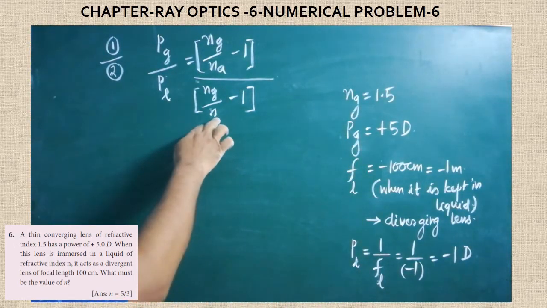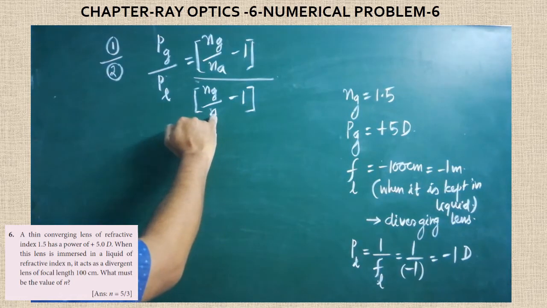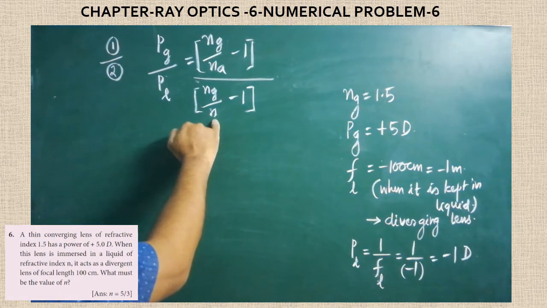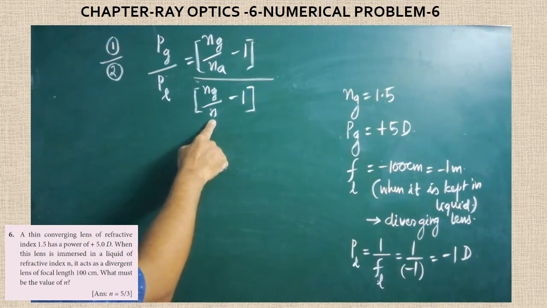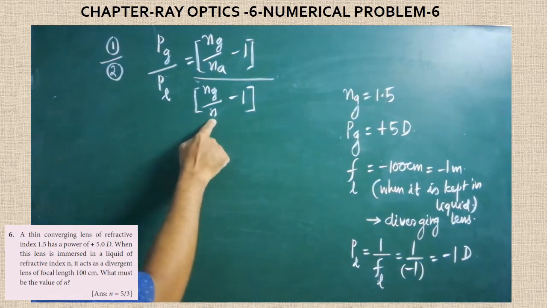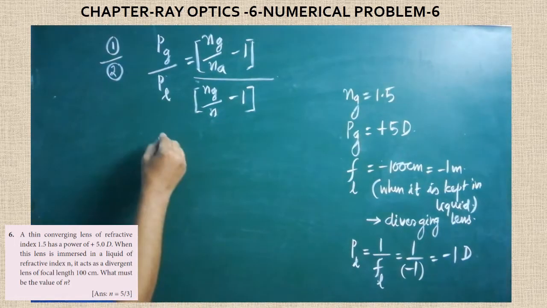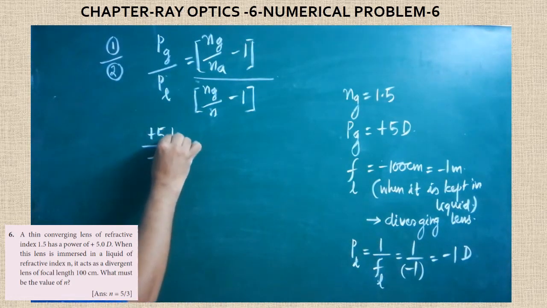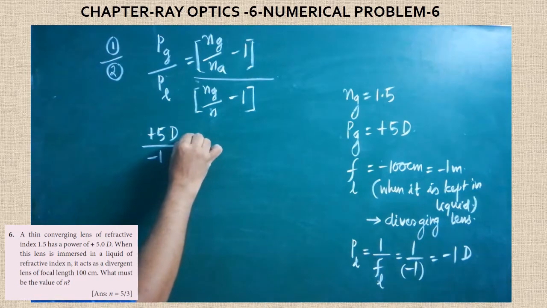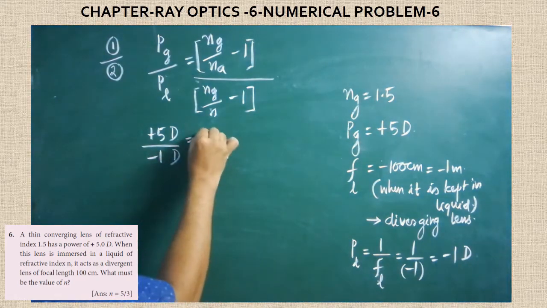Okay, so here N, what is N? N is the refractive index of the liquid that should be found out. Our ultimate aim is to get the value of N. Are you clear? Now we are going to calculate the value of N. Substitute PG here, how much? Plus 5 diopter divided by PL value, minus 1 diopter. So both are in diopters, substitute.